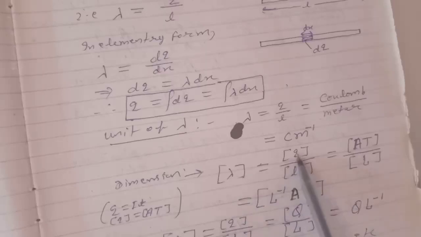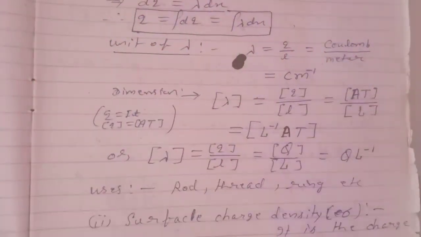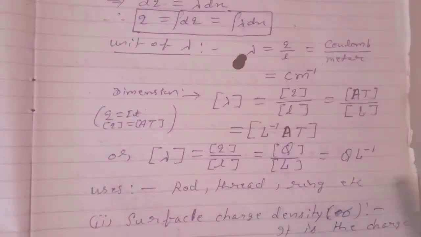The dimensional formula of lambda, or q by l: the dimensional formula of q is A into T, and of length is L. So L minus 1 AT is the dimensional formula of lambda. Also lambda can be written in this form, dimensional formula q by L, so Q L minus 1, if we consider q as a fundamental quantity. And linear charge density is used in the case of rod, thread, ring, etc.